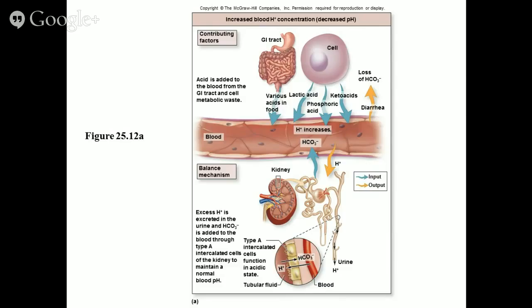And those cells in the collecting tubule are going to swap hydrogen for the bicarbonate ions. So we're going to take the hydrogen out of the blood and directly diffuse that hydrogen into the collecting tubule so that it'll be on its way out and into the urine. Meanwhile, we will be reabsorbing bicarbonate ions into the blood.